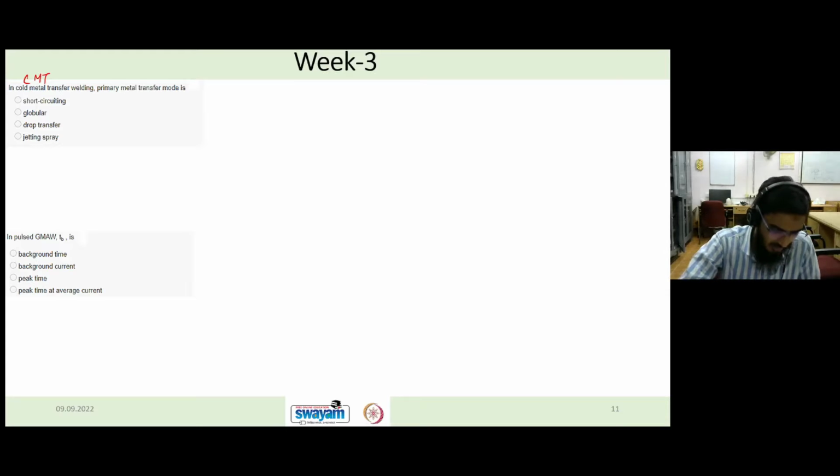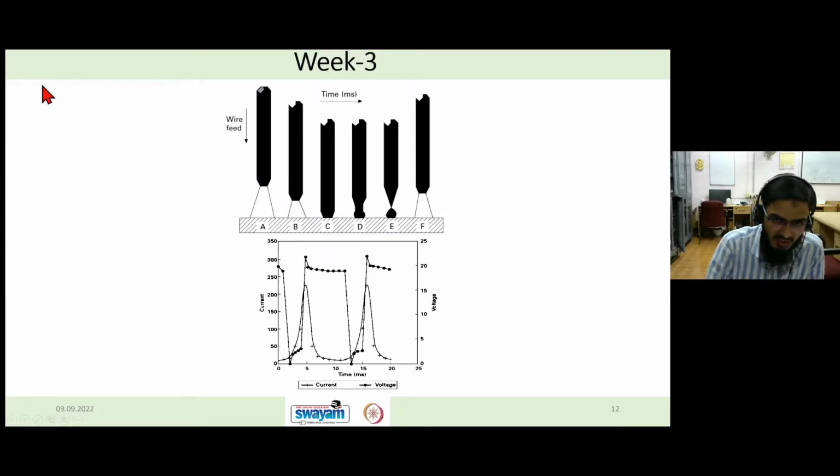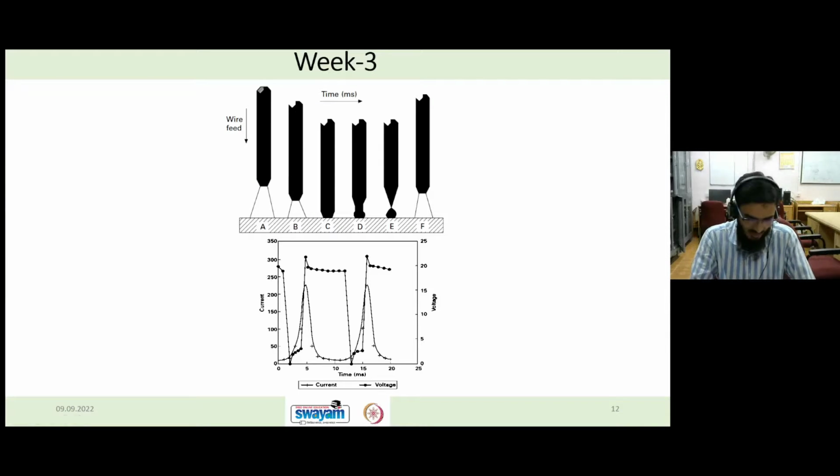So I will correct. Short circuiting. We'll see how things happen in the CMT process. Here we have a consumable electrode and we are passing some amount of current through it. So let's say we are supplying 120 ampere of current.